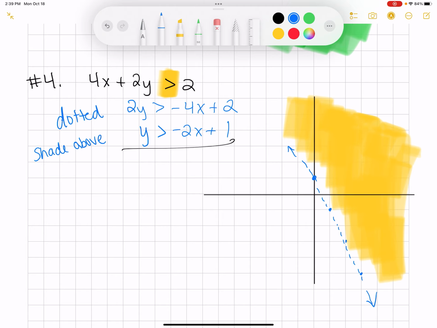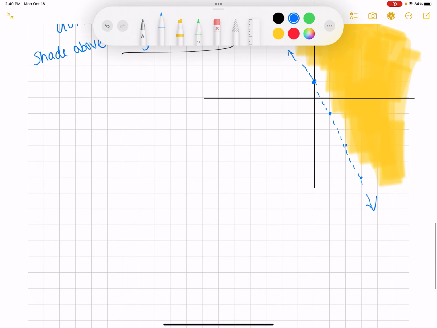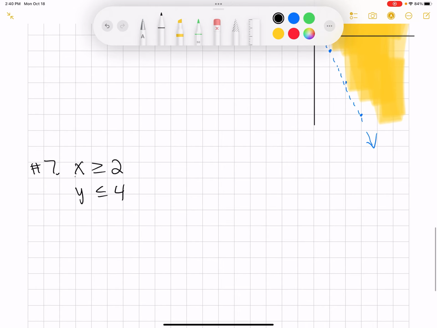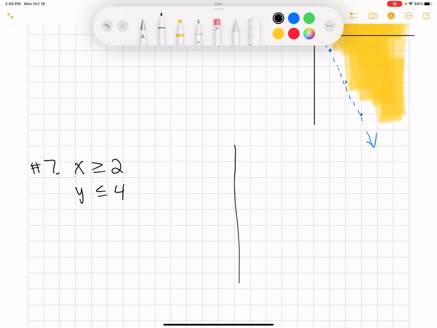All right, then we're going to go down to the next part of the worksheet. Solve the system of linear inequalities by graphing. So, number 7, x is greater than or equal to 2. y is less than or equal to 4. All right, those are already set up for me, so I just need to draw my graph. But for some reason, it didn't draw on the line.